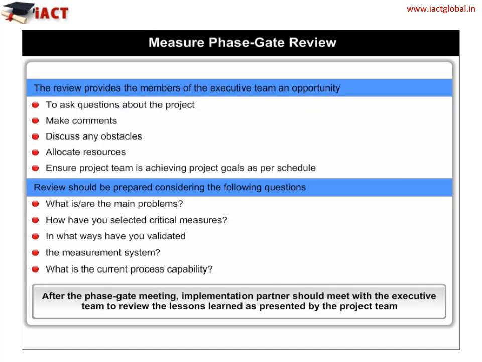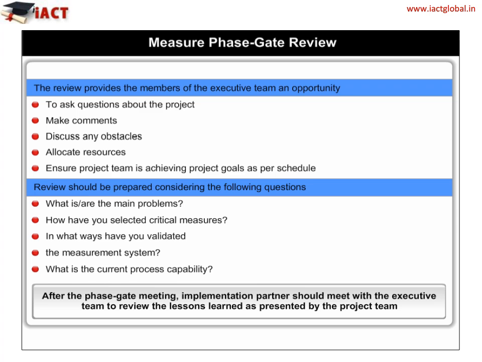Measure phase gate review. We have arrived at the conclusion of the measure phase. It is time now to hold a phase gate review. The black belt presents a detailed report to the executive team on the status of the project. With reference to the report, the executive team may raise queries, make critical observations, discuss ways to overcome hurdles, allocate resources where needed, provide reinforcement to the project team, and ensure that the project is on the right course.